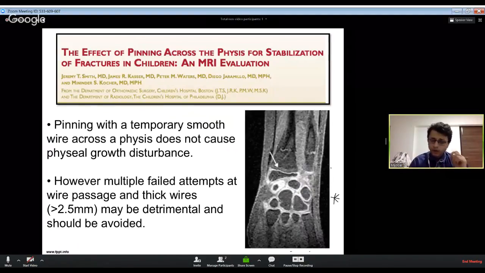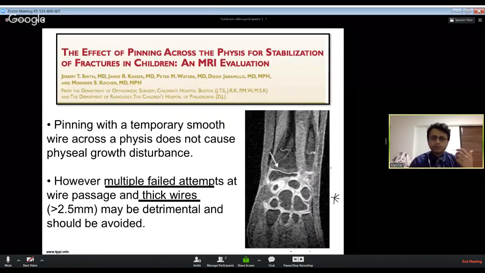And what they found was very important. They found that pinning with a temporary smooth wire across the physis does not cause physeal growth disturbance. However, they have given a caveat. They have said that multiple attempts at wire passage and thick wires of more than 2.5 millimeters may be detrimental and should be avoided.